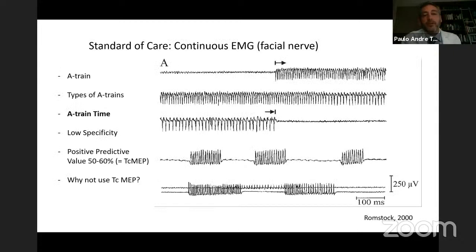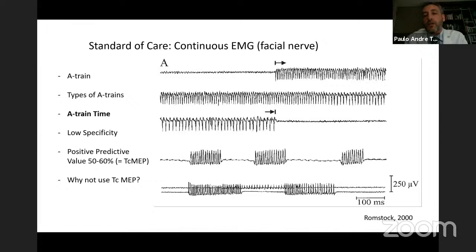Everybody knows that the A-train at the continuous EMG is the most simple and reliable technique we use to monitor facial nerve and cranial nerves in the OR. It is a sinusoidal symmetrical sequence of high frequency and low amplitude signals. There are types of A-trains that can occur continuously or in bursts, or a combination of both. And the most accepted criterion for bad outcome is the A-train time. A-train time is the amount of A-train we have in the surgery.